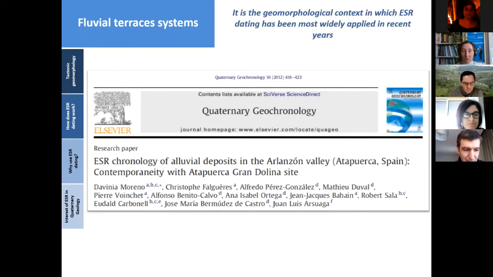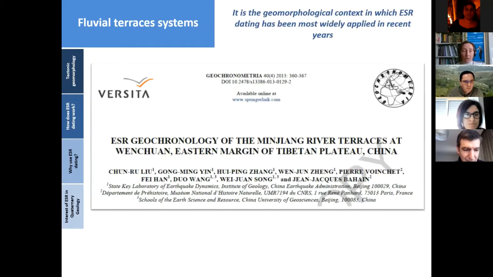So the importance of this paper was in 2 ways. So the archaeological sites and the geomorphological point of view. Also in China, in the Minjiang River, this method has been used to establish the geochronology of the whole system.